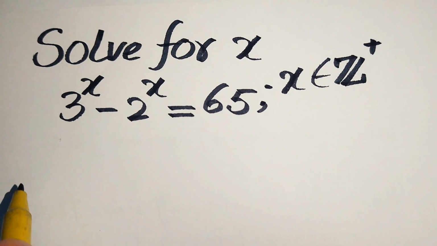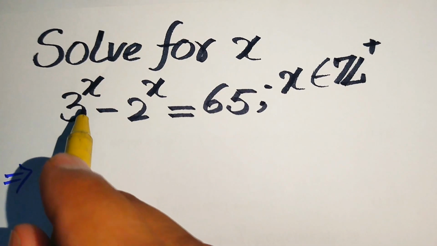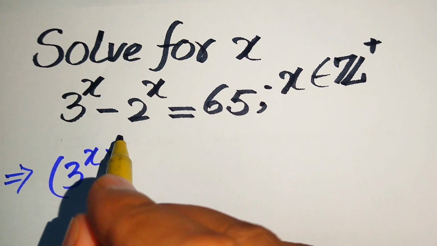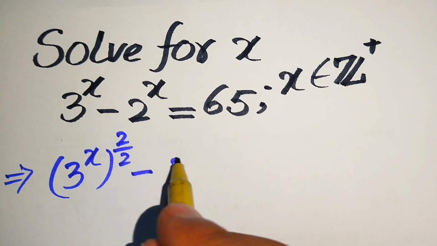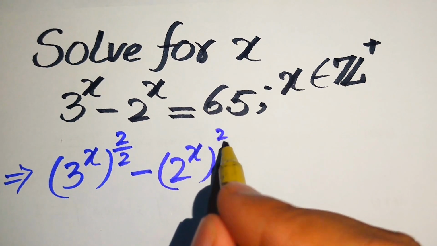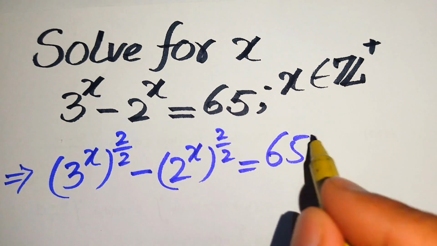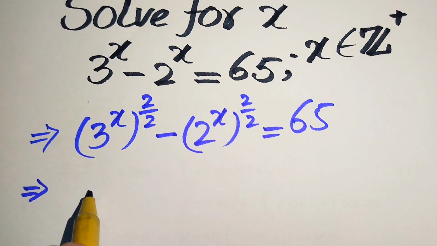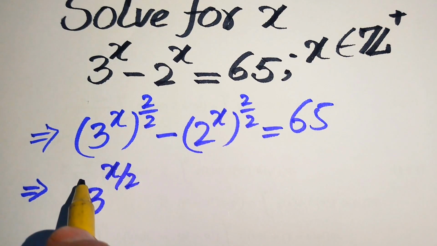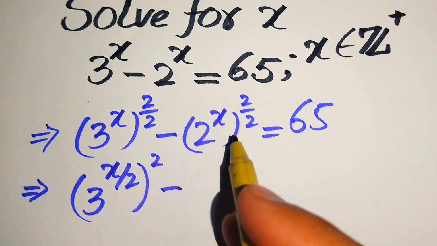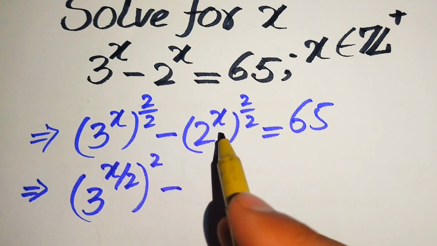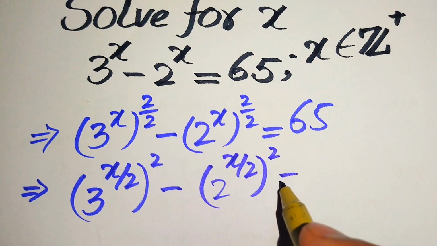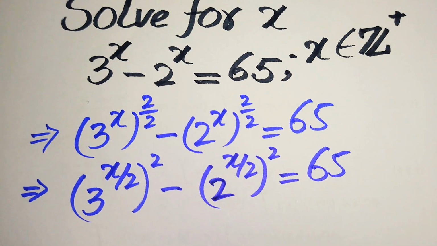First we rewrite this equation by multiplying and dividing the exponents of both terms by 2, and it becomes (3 to the power of x) whole exponent 2 by 2 minus (2 to the power of x) whole exponent 2 by 2 equals 65. Now we move the exponent 1 over 2 inside the terms, and it becomes (3 to the power of x over 2) whole squared minus (2 to the power of x over 2) whole squared equals 65.